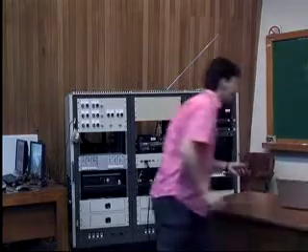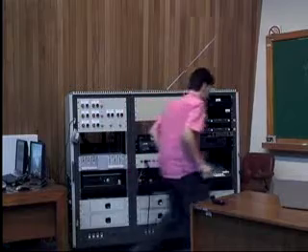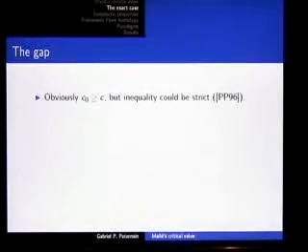Okay, but now there could be a gap. It is obvious from the definitions that c naught is greater than or equal to c. But in principle, there's no reason why these two things cannot be distinct. And in fact, they are. More than 10 years ago, I discovered with my brother Miguel that this actually could happen. We found the first little example showing that these two things could actually separate.